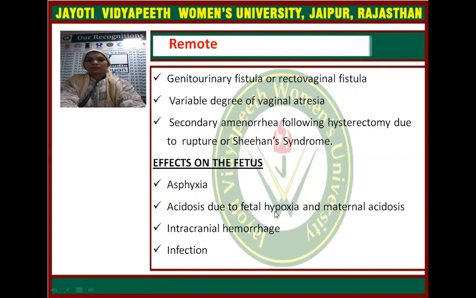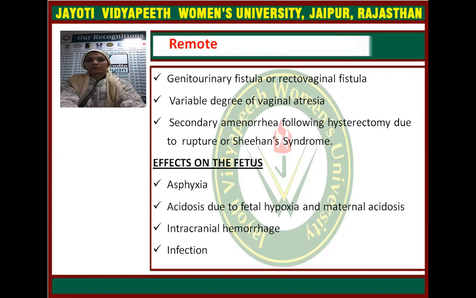Again, remote chances are genitourinary fistula, as we have already seen. Similarly, rectovaginal fistula might be one of the consequences. Variable degree of vaginal atresia. Secondary amenorrhea following hysterectomy due to rupture of uterus, or Sheehan's syndrome. Sheehan's syndrome occurs because of excessive hemorrhage.